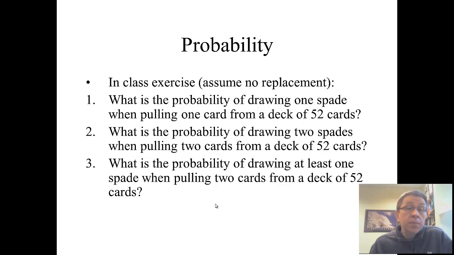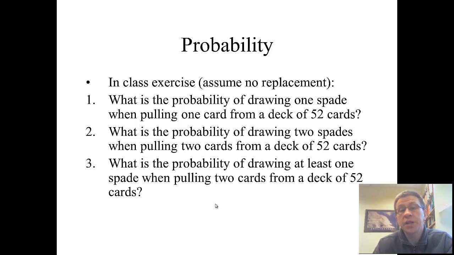So number 1, what's the probability of drawing 1 spade when pulling 1 card from a deck of 52 cards? I assume most of you have used decks of playing cards before, but there are 4 suits: spades, hearts, clubs, and diamonds. So there are 13 spades in the deck. So what's the probability of drawing 1 spade if you're pulling 1 card from a deck of 52 cards?